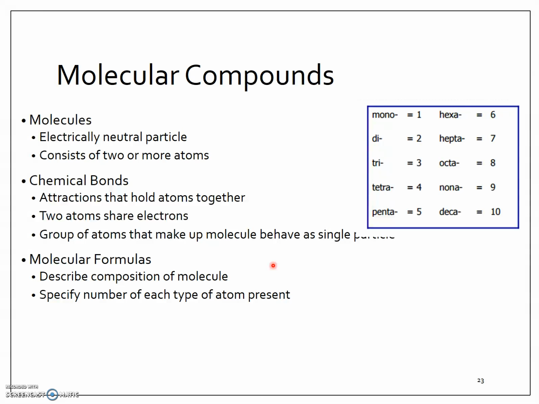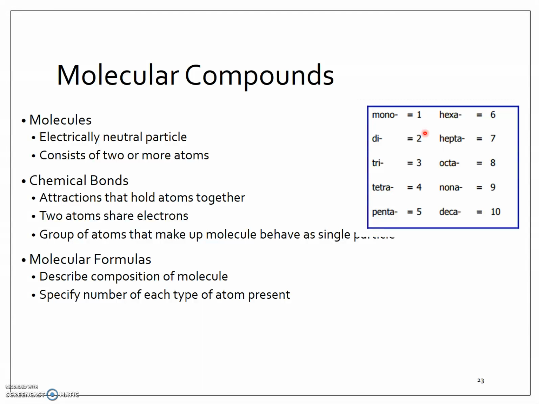Each group of atoms makes up a molecule. So the group of atoms that make up a molecule behave as a single unit. That means for H2O, we have 2 hydrogens and 1 oxygen, but together, forming water, that water molecule will behave as a singular unit. We use molecular formulas to draw, and it specifies the number of each type of atom present. So you do not reduce down these formulas.